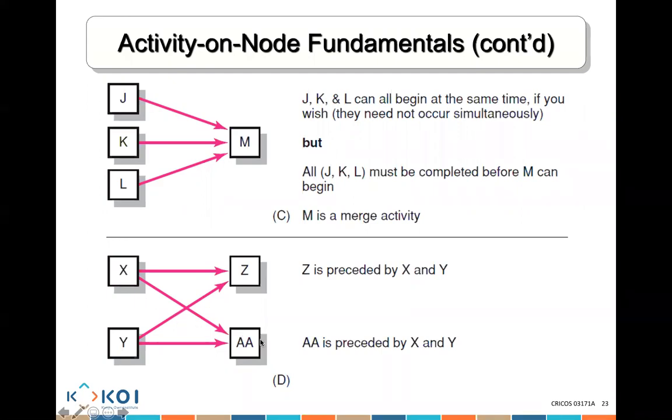So it's basically trying to create all of these scenarios. Z is preceded by X and Y, which is what I've explained earlier for you guys. Any questions so far?